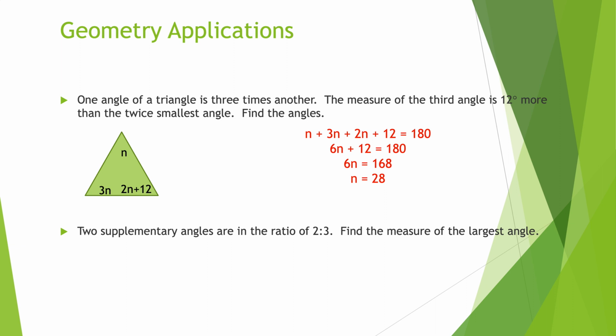And here's a really good example of how to do that. So the first angle is 28. There it is. The next angle is 3 times 28. That works out to be 84. And the last angle is 2 times 28 plus 12. That works out to be 68. And if I take the 28, the 84, and the 68, and I add them all up, I get 180 degrees. So that's proof that I did all of my work correctly, and I could hand in the test or a quiz and say, hey, I know I got that one right.